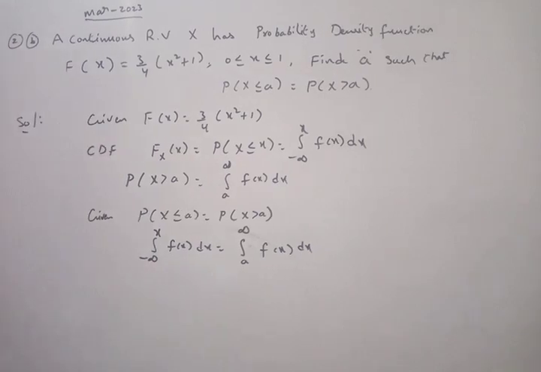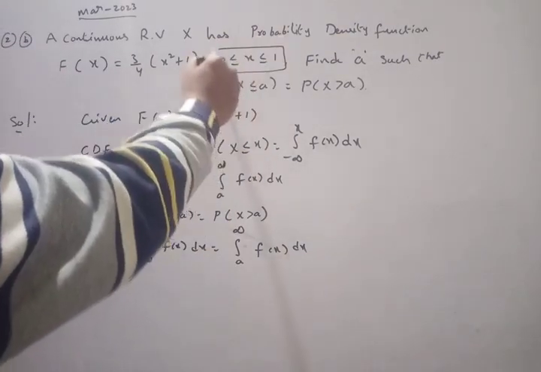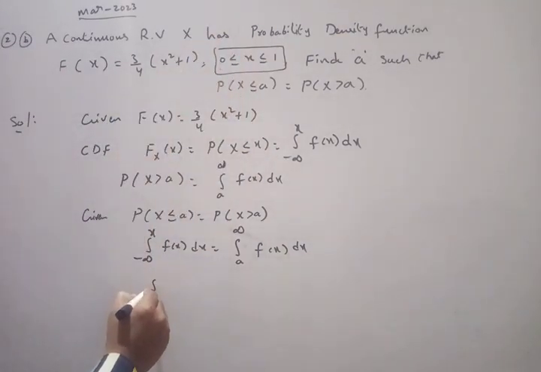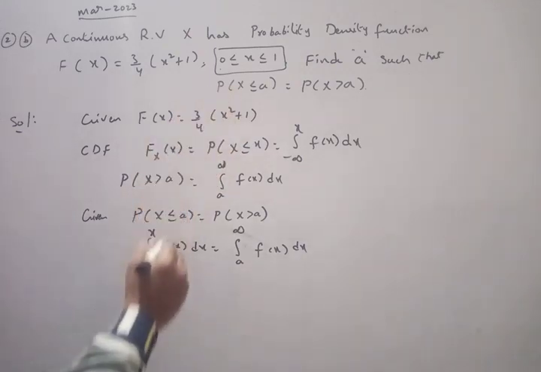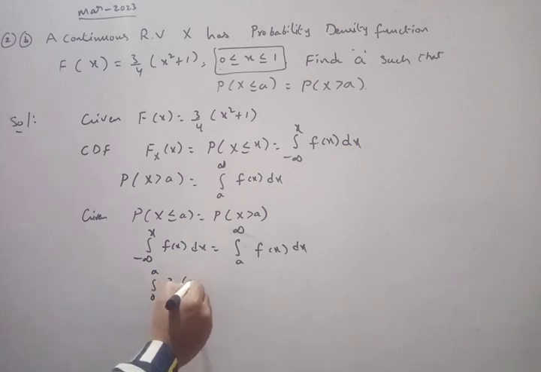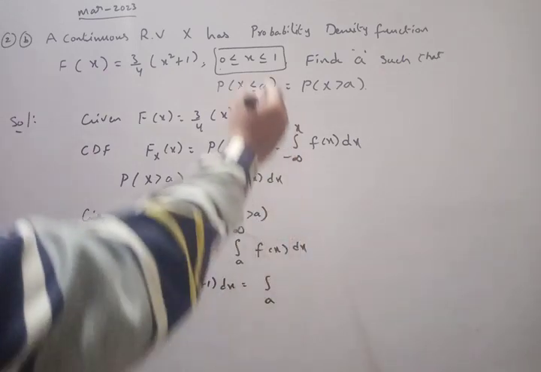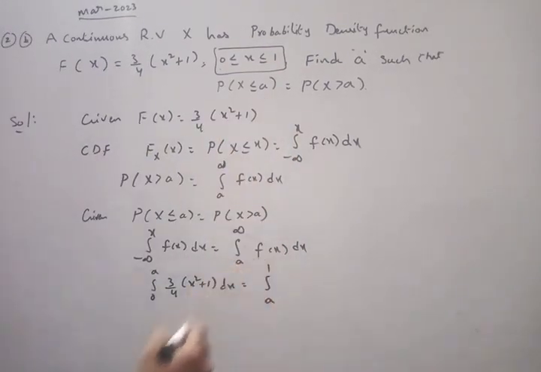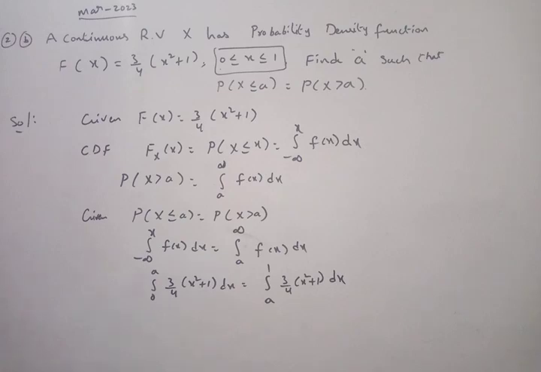Now x is between 0 to 1. So this becomes integral 0 to a of f of x, which is 3 by 4 (x square plus 1) dx. And on the right, a to infinity, but it is between 1 only, so a to 1 of f of x, which is 3 by 4 (x square plus 1) dx. Now on both sides 3 by 4 gets cancelled.